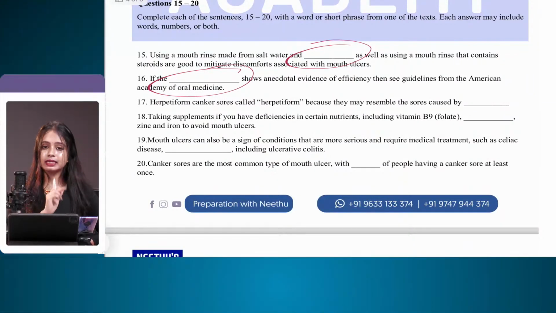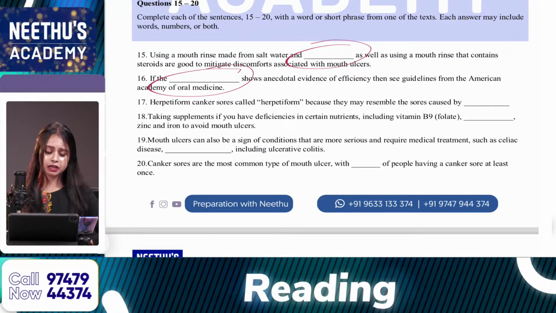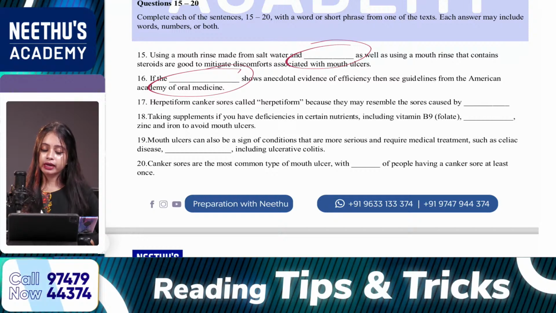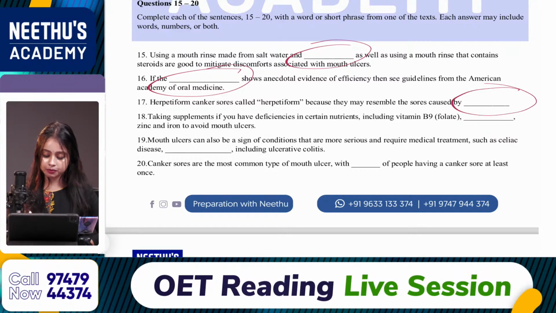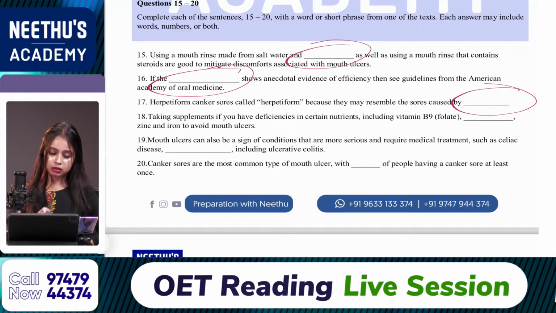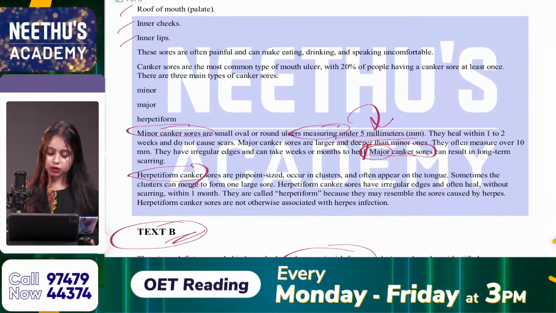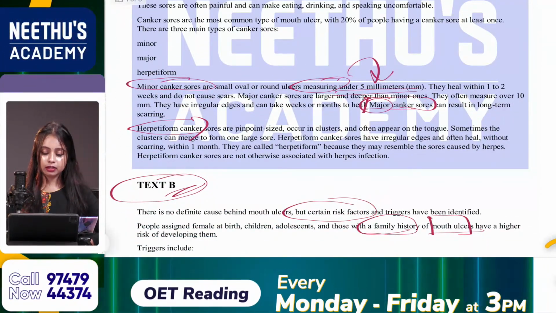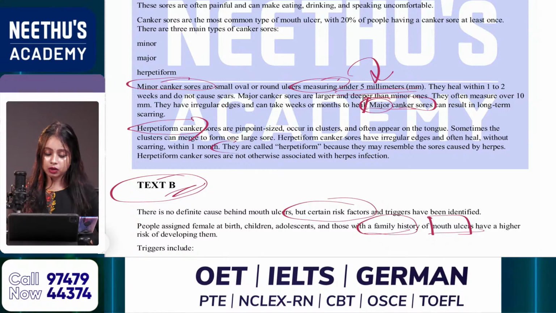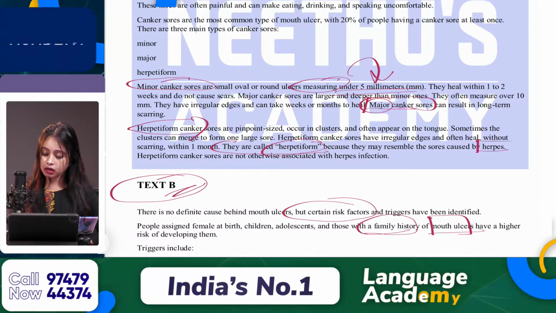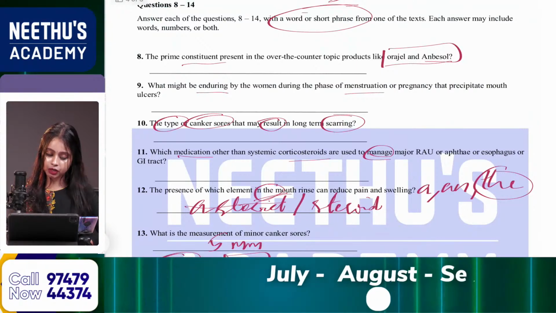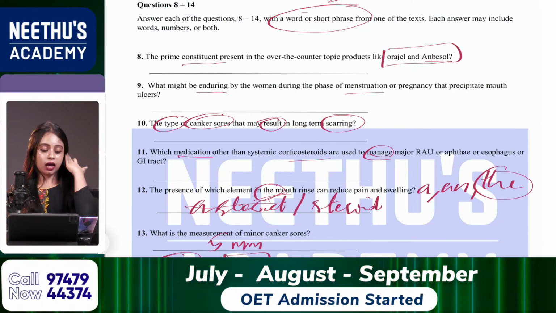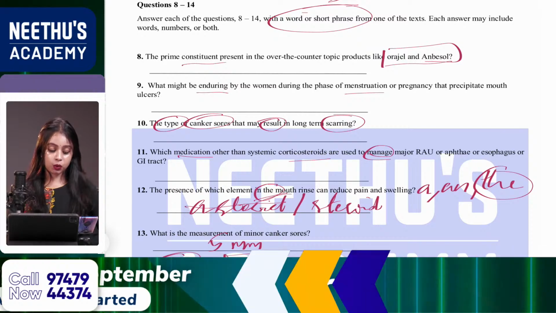Very good. Then the 17th one. Herpetiform canker sores are called herpetiform because they may resemble the sores caused by dash. Caused by what? Any idea? They are called herpetiform because they may resemble the sores caused by herpes. The answer should be herpes. Very good.